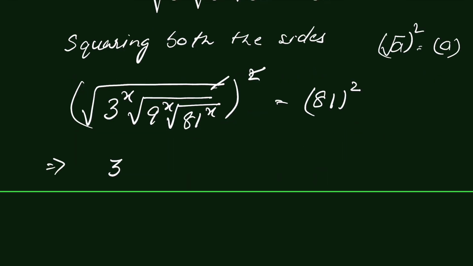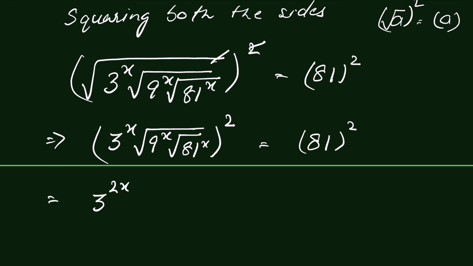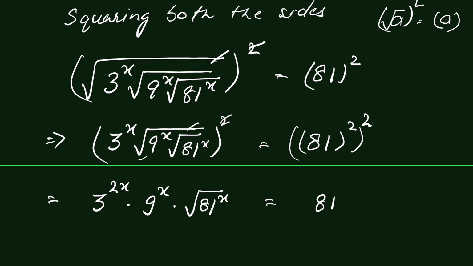Now it is 3 to the power x times 9 to the power x under square root times 81 to the power x under square root is equal to 81 square. Now again we square it. So it is 3 to the power 2x, because when a times b is raised to the power of m, then it is a to the power m times b to the power m. So this 2 is on 3 to the power x also, and over the square root also. Now we can remove the square root with this square. So it is times 9 to the power x, then times 81 to the power x under square root, and we squared it. So it is 81 to the power 4.